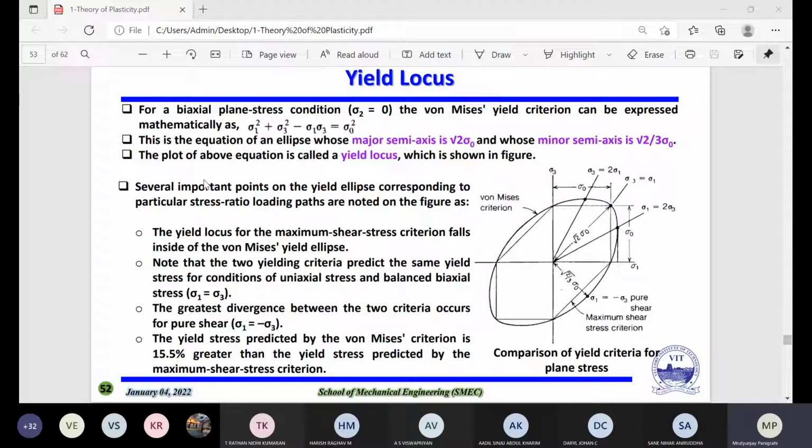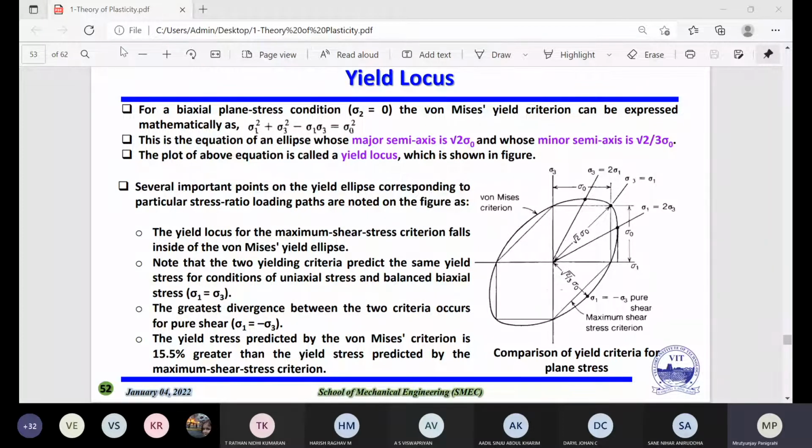If you remember that equation, we derived root over 1 by 2 into (sigma 1 minus sigma 2) square plus (sigma 2 minus sigma 3) square plus (sigma 3 minus sigma 1) square. So these we also discussed. And finally, we did two numericals. But when you have shear stress, I didn't derive all the equations, because these were already derived in composite materials. I derived only the one basic equation.